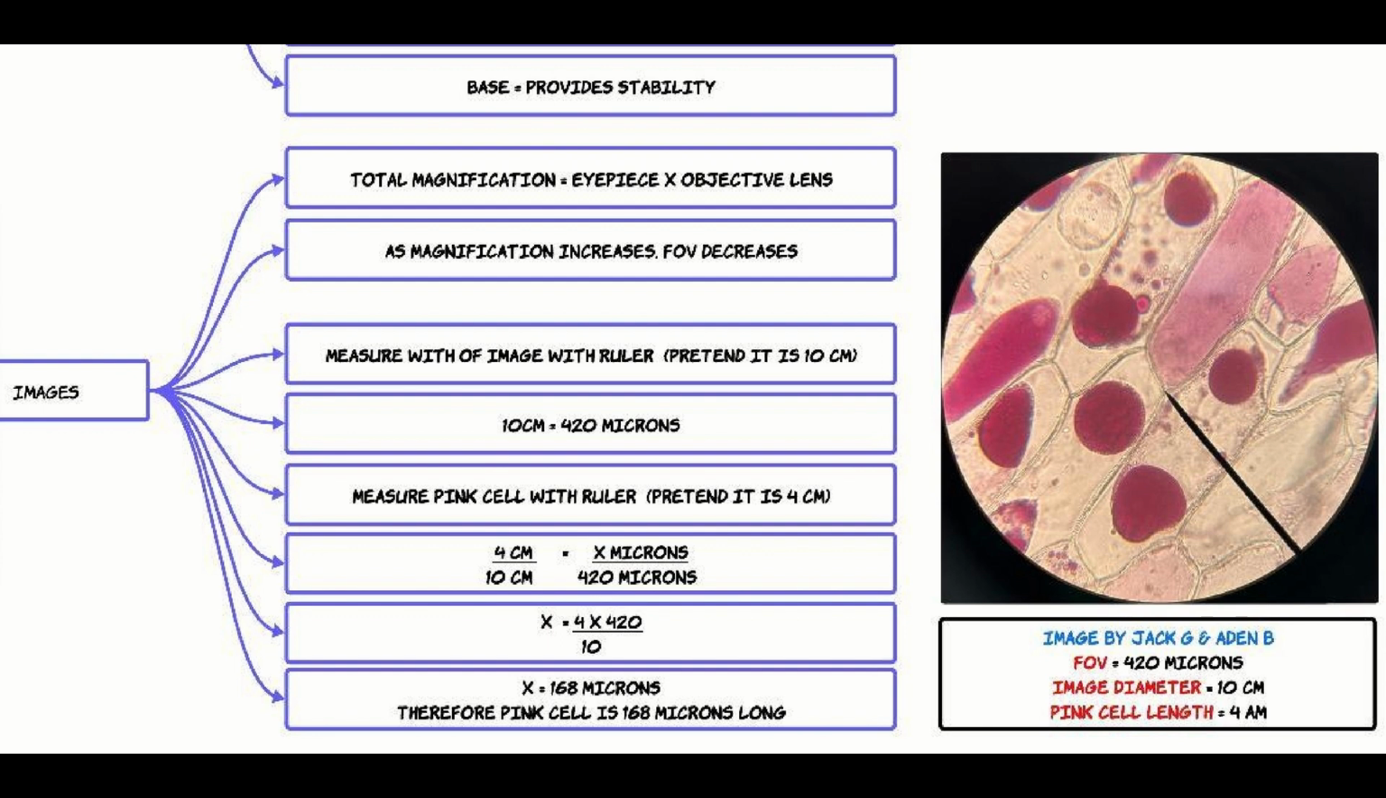The image diameter we're going to say is 10 centimeters, and the pink cell length is going to be 4 centimeters. So we can say that 10 centimeters equals 420 microns. We measure the pink cell with a ruler and pretend that it's 4 centimeters. So then we put it into the equation. 4 centimeters over 10 centimeters equals X number of microns over 420 microns. Then we transpose the equation so it becomes 4 times 420 divided by 10. So the length of the pink cell is calculated to be 168 microns in this case.